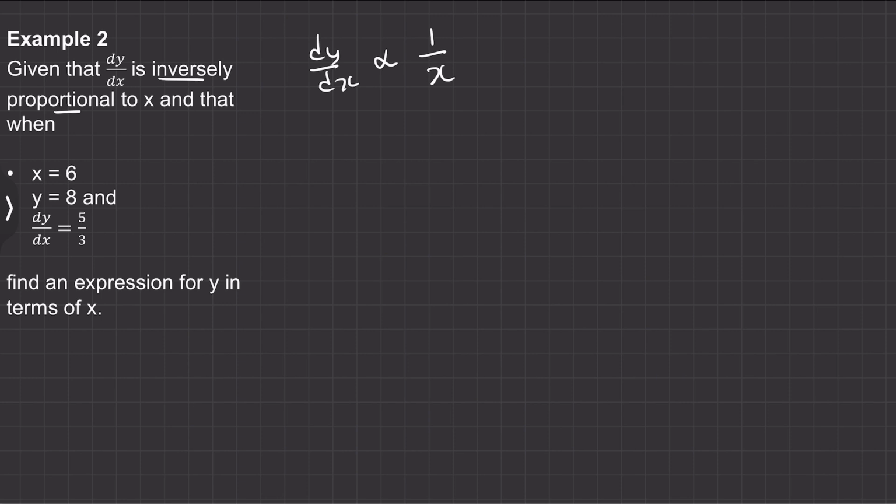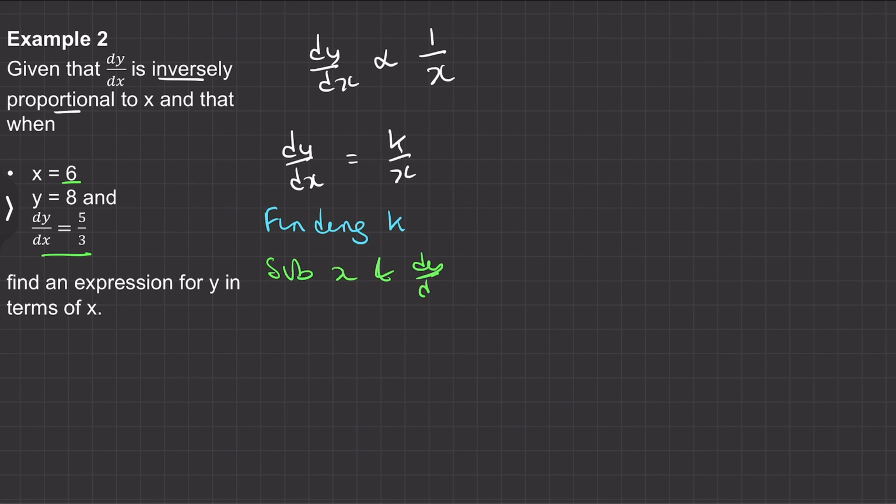Okay, so again, we need a constant of proportionality. So we'll say dy by dx is equal to k times 1 over x, and we can write this simply as a fraction, k over x. So now we need to find k. Well, we know that dy by dx is 5 over 3 and that x equals 6. So we'll substitute x and dy by dx into our model.